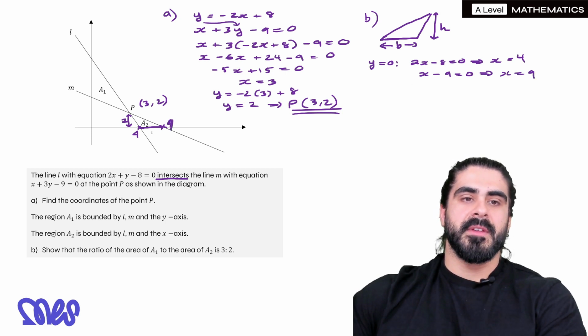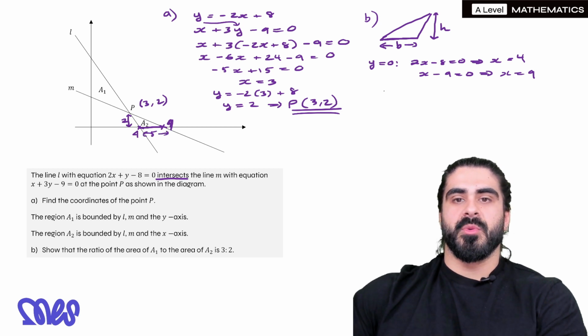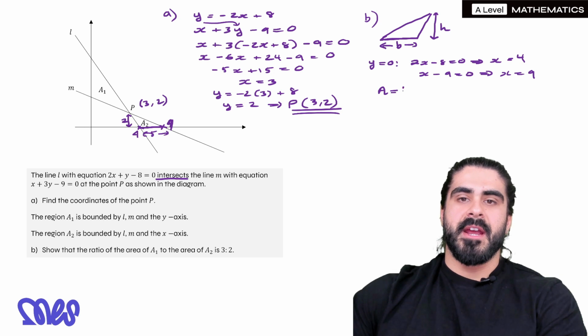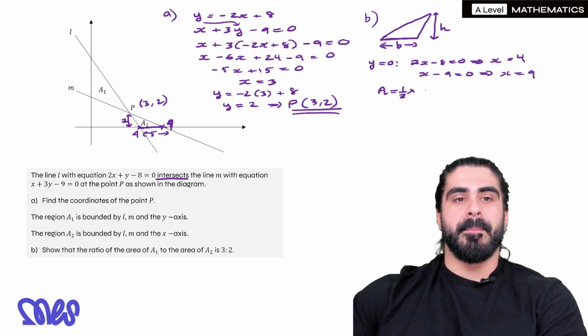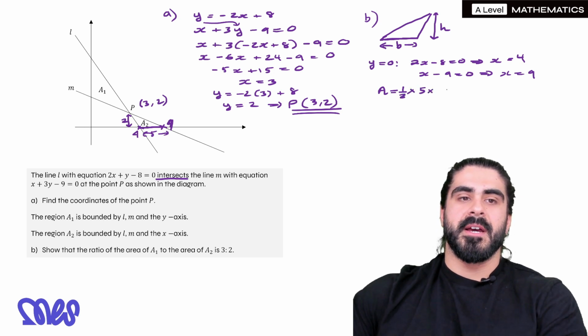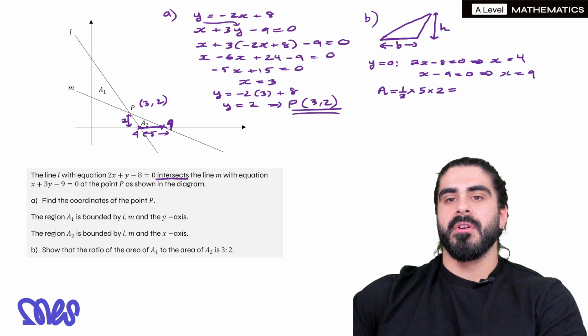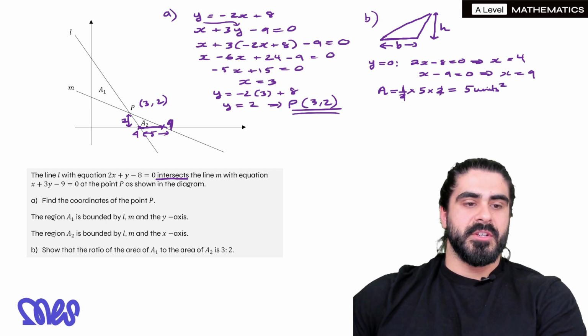So the base length then is 5, right? That base length there is 5. So what's the area? The area is a half times the base length of 5 times the height of 2. Half cancels the 2, we're left with 5. And you could say units squared if you want. I'm going to change color.